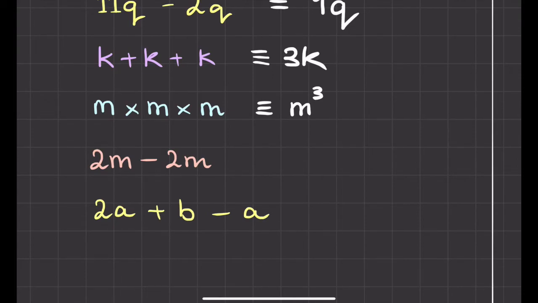Right, the one below it here, 2m take away 2m. Well, if I've got 2 groups of m and then I take away 2 groups of m, then I'm going to be left with nothing. So that's nothing.